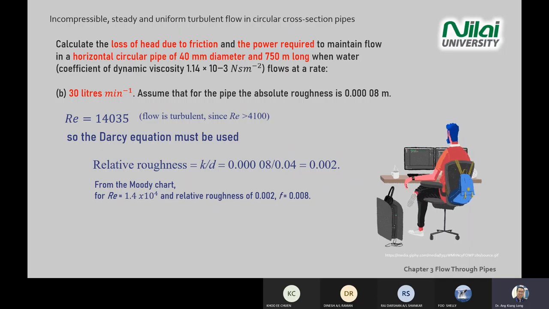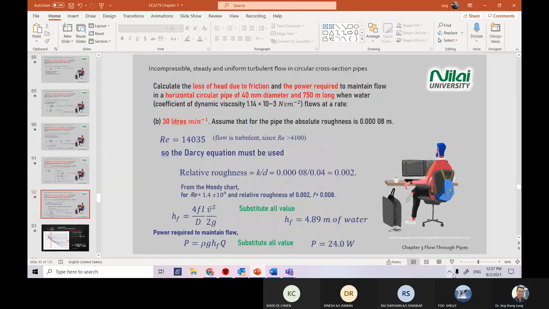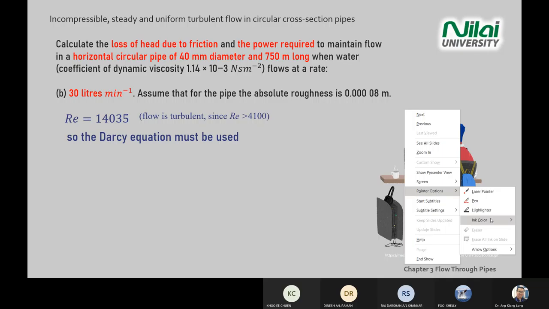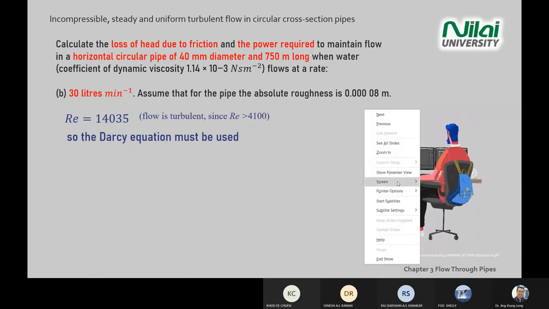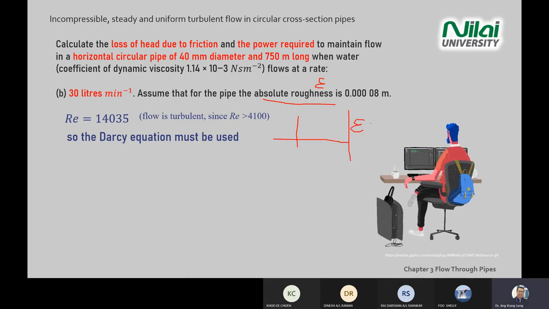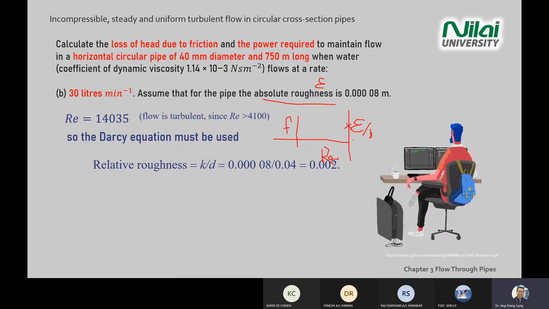You know that the surface roughness is given. Surface roughness epsilon is given. You know that the Moody chart has three axes. On the side, you take epsilon divided by D. This is the Reynolds number. This is the friction factor. So when you combine left and bottom, you project to the left, you get the friction factor. When you calculate epsilon divided by D, you get 0.002, which means you get one point on the left hand side.